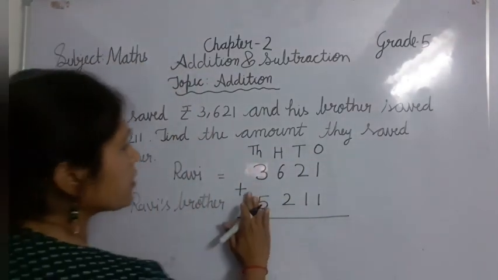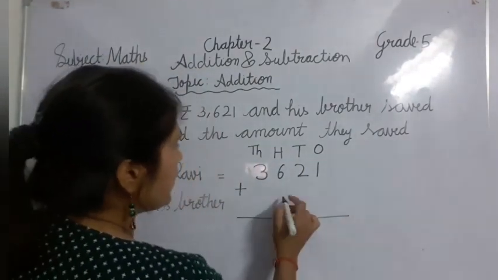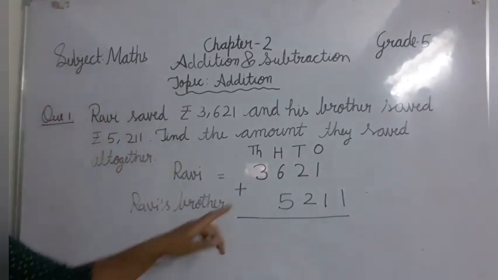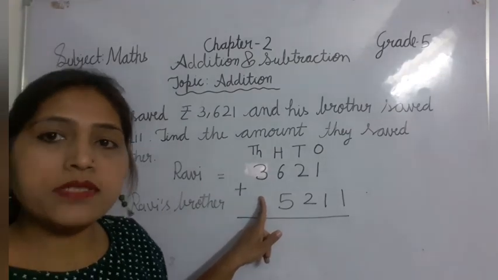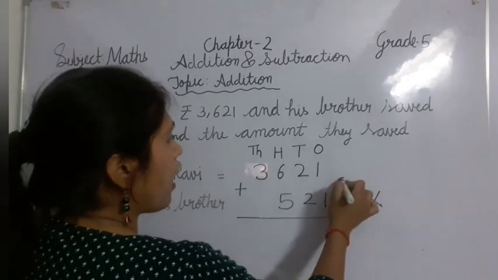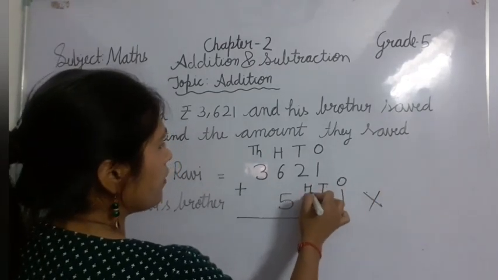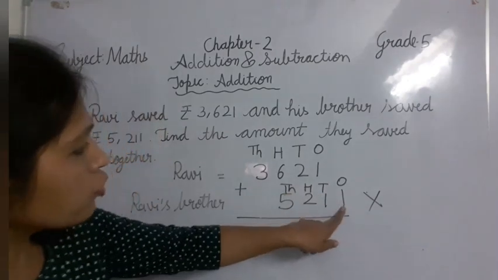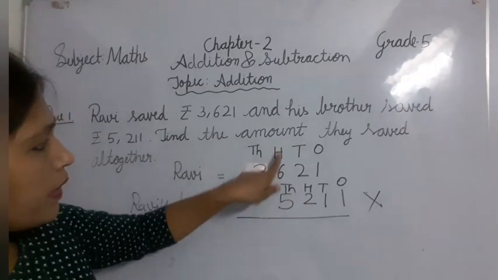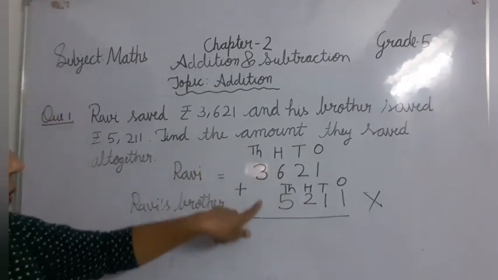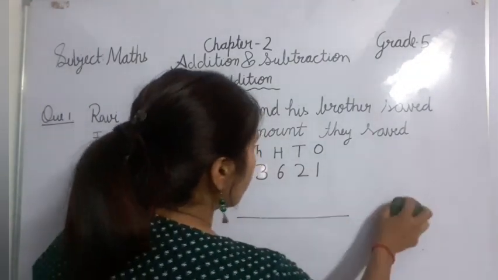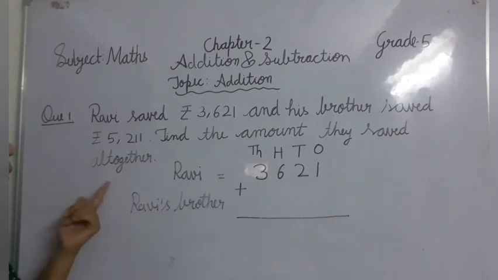So if I write this number here, let me write it again. If I write 5211 like this, is it correct? No, this is not correct. This one is wrong. Why is it wrong? Because here we have ones, tens, hundreds and thousands. 1 should be in the 1's column only, 10 in the 10's column, 100 in the 100's column, and 1000 in the 1000's column only. So this is the wrong one. We have to write place wise.